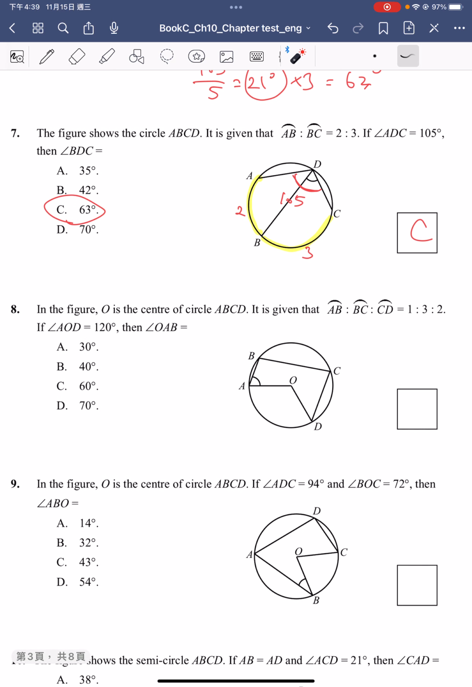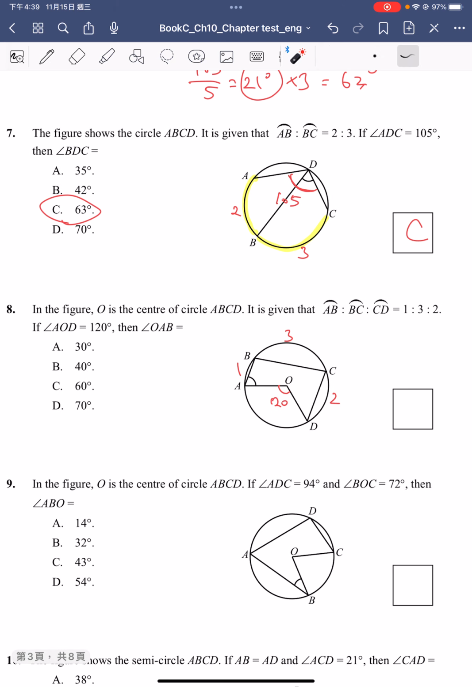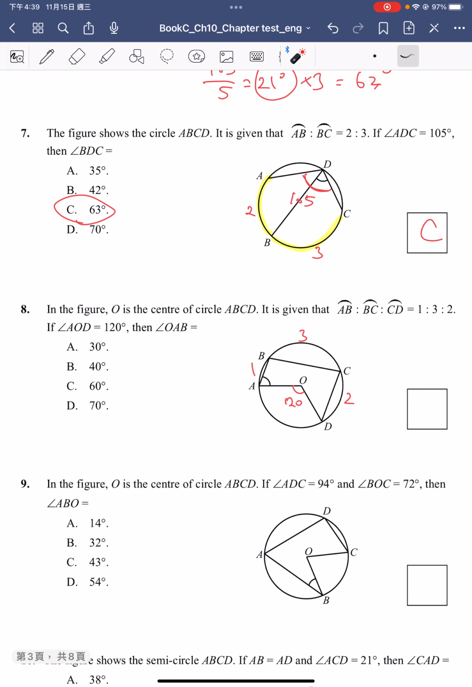All right, so question 8, we have O is the center, and it's given that AB to BC to CD is equal to 1 to 3 to 2. So this is 1, this is 3, this is 2. If we have the angle of AOD is equal to 110, then what is going to be the angle of OAB? So what we want to find is the angle of OAB. Then how can we think about it? So actually the angle of OAB is from where to where? It's not subtending a whole arc, is it? Then how can we think about it?